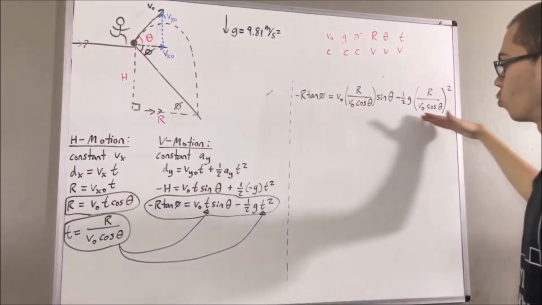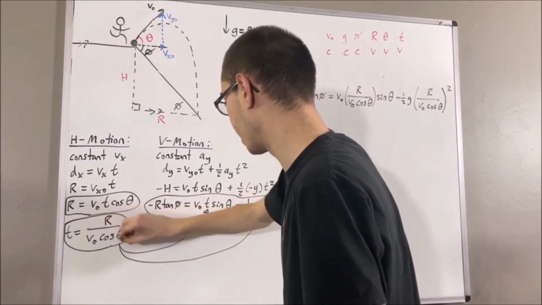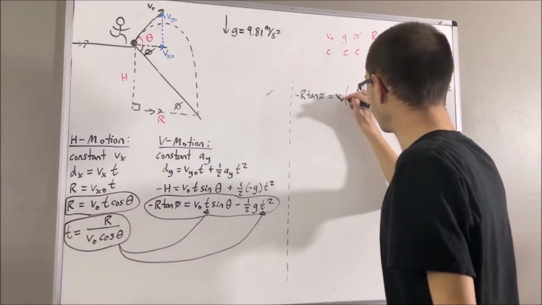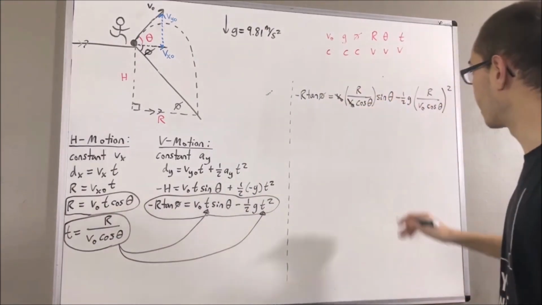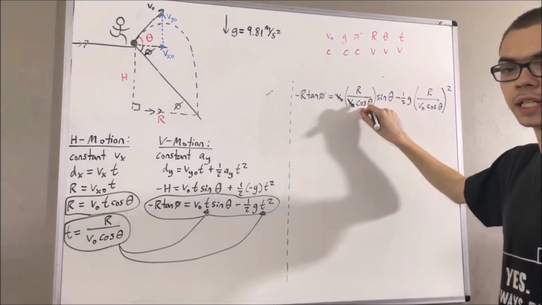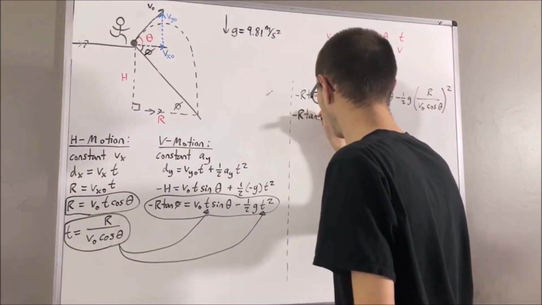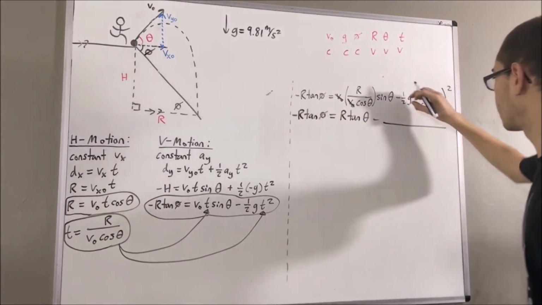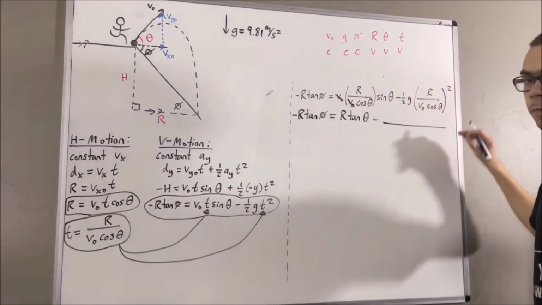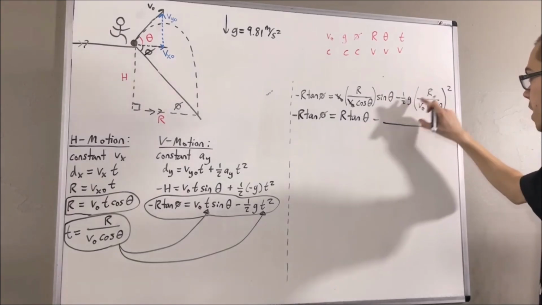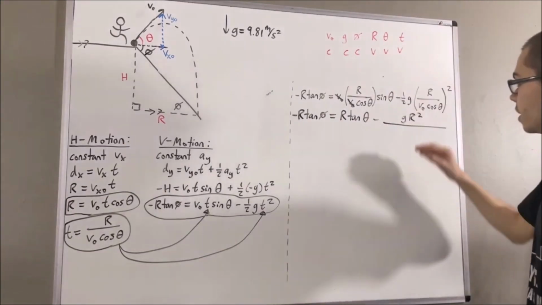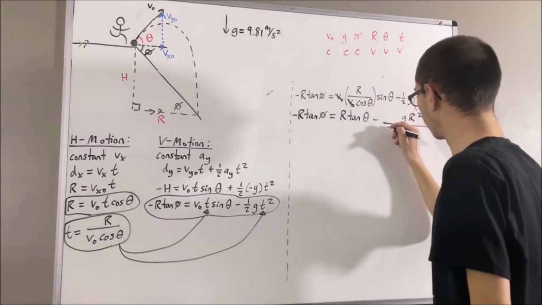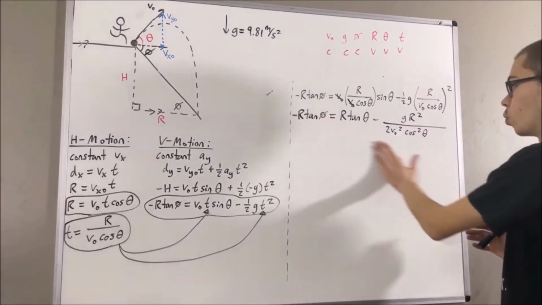So this is what we get when we plug this value for time into the other equation. And now notice the v naughts cancel out. And we know sine theta over cosine theta is equal to tangent theta. And now let's take this term and combine it into a single fraction. In the numerator, we're going to have g r squared. In the denominator, we're going to have 2 v naught squared cosine squared theta. So this is what we get.